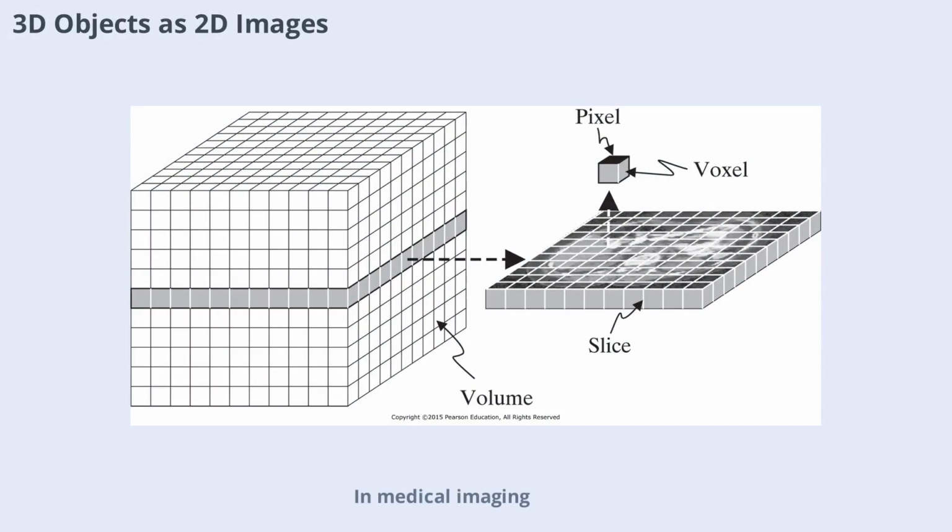In medical imaging, we often represent three-dimensional objects as two-dimensional images. A 3D object is made up of voxels, while a 2D image consists of pixels. For example, an MRI scan might show a slice through the body, converting complex 3D structures into a format that's easier to analyze and interpret. This process is fundamental to many imaging techniques, allowing us to visualize internal anatomy in a clear and meaningful way.